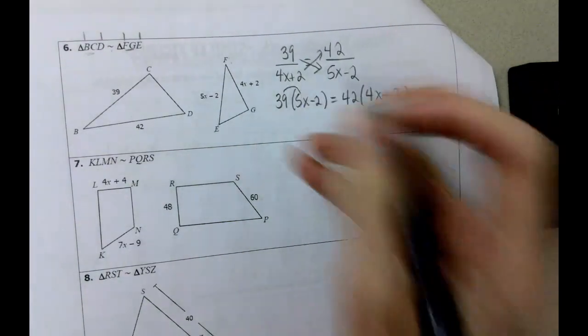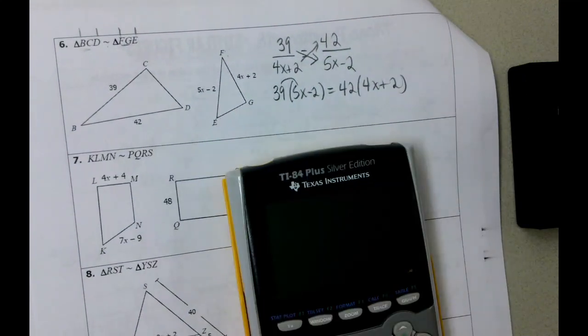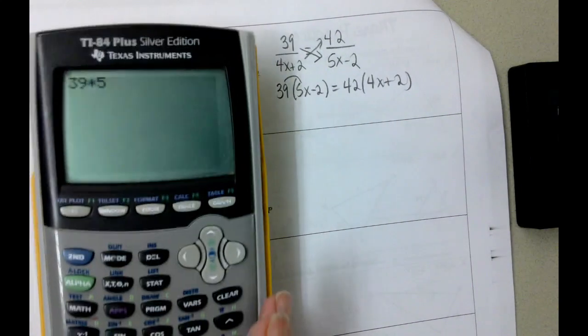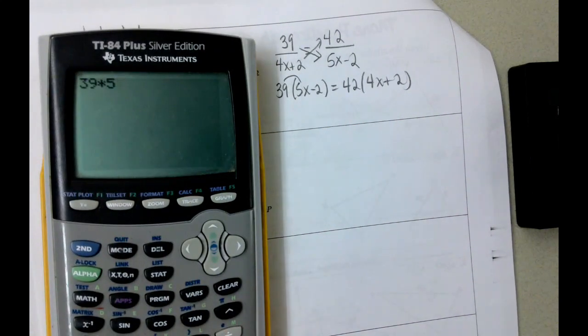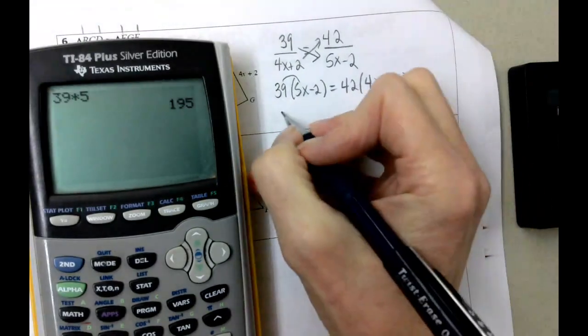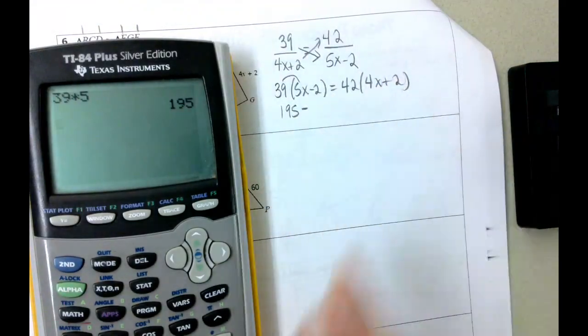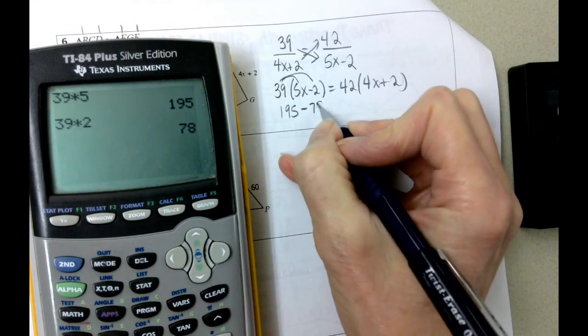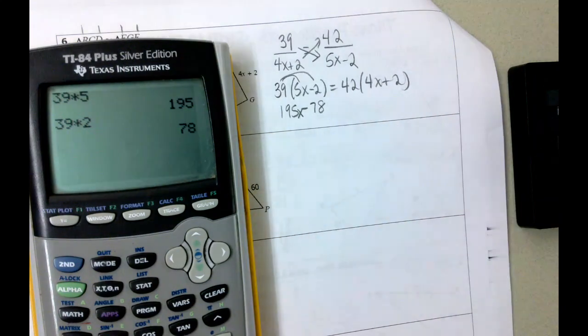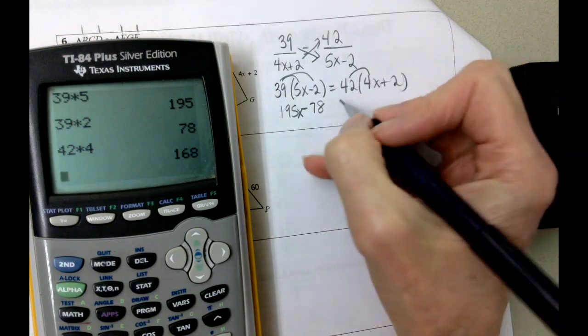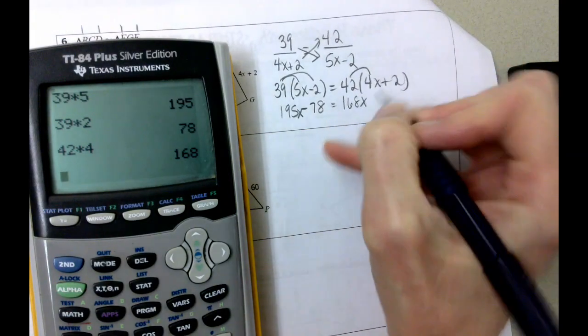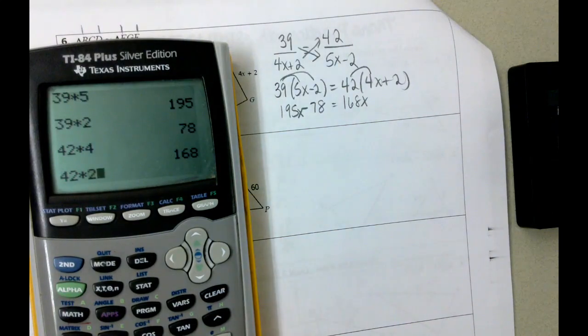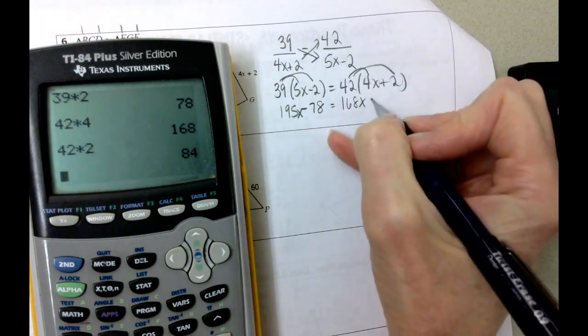And we're going to distribute. And 39 times 5 is 195. 39 times 2, when we distribute, is 78. And let me go back and put that x in. 195x. 42 times 4x is going to be 168x. And then 42 times 2 is 84.